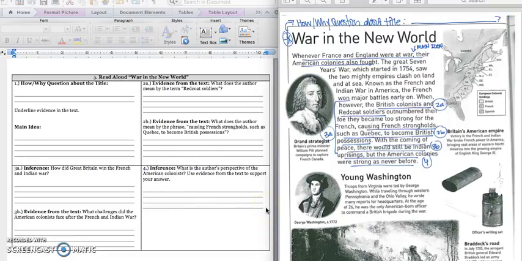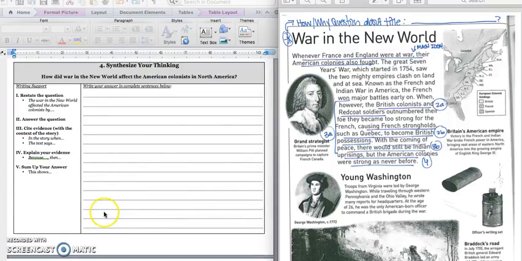So in box 4, I would write, the author believes that the American colonists are brave and strong because he states, but the American colonies were strong as never before. Press pause to write down your answer and play when you're ready for the paragraph.